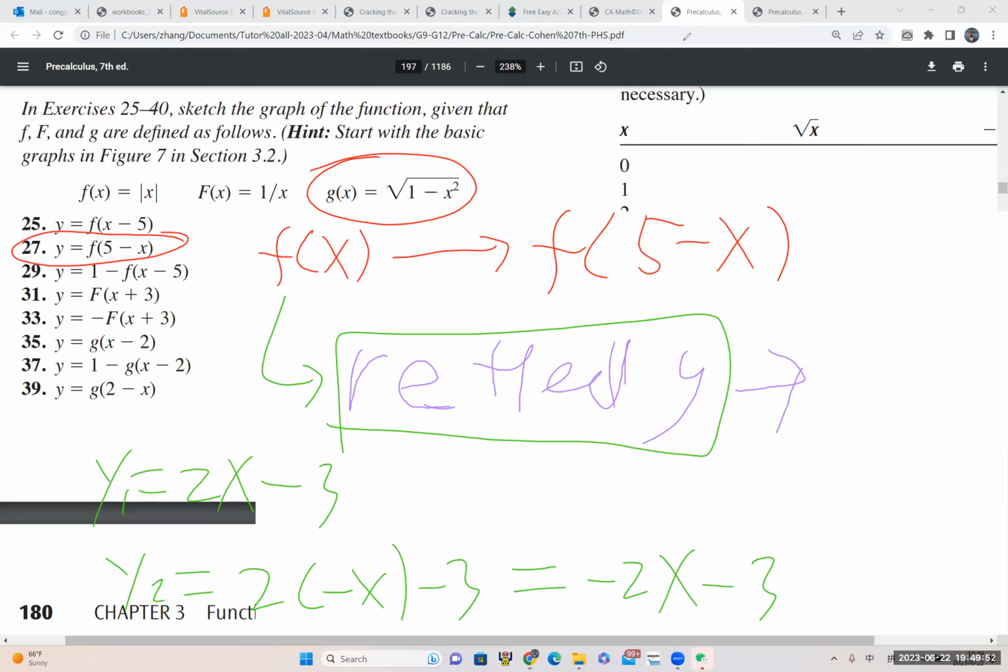They are symmetric about the y-axis. That's why. So anyway, you get f of negative x. That's what I mean, right? So after the first step, you get this. Then keep going. What's the next step?